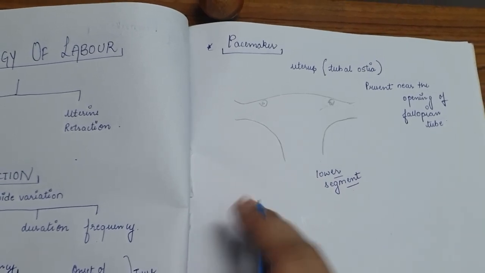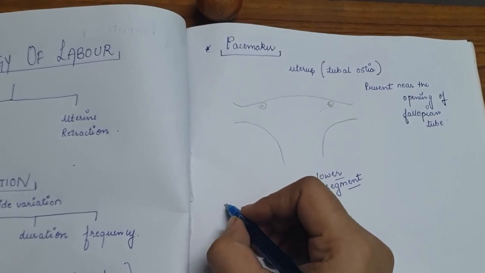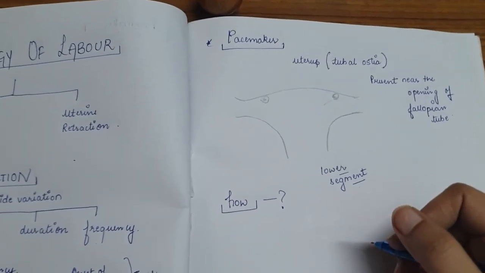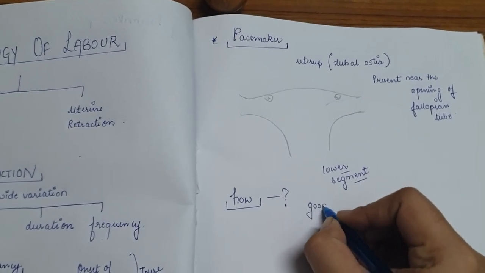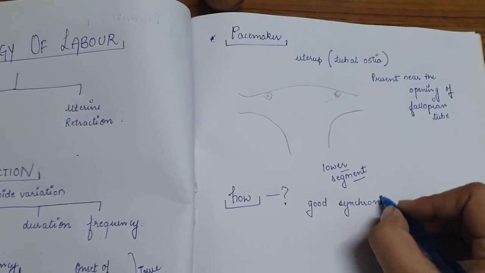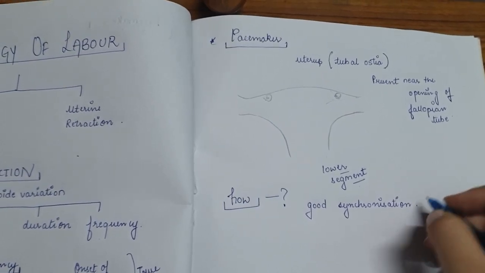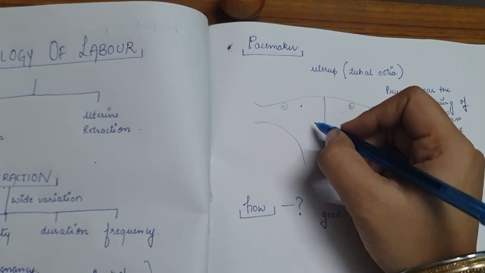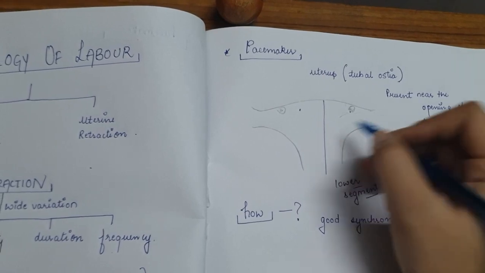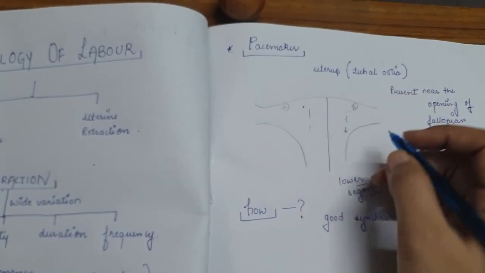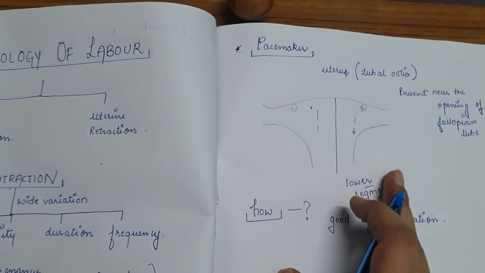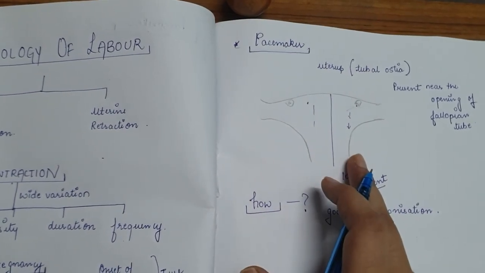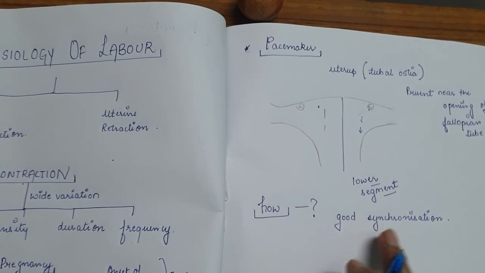So how do contractions actually work, or how do the contraction waves move downwards? The contraction waves show good synchronization. The meaning of synchronization is, as we know, there are two pacemakers, one on this side and one on this side, so the contraction waves are sent from both halves of the uterus, at the same time with the same intensity. That is known as synchronization, meaning there is good coordination between the contraction waves from both sides. They originate at the same time with the same intensity. That is known as good synchronization.